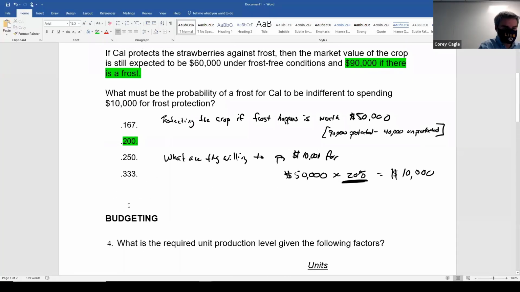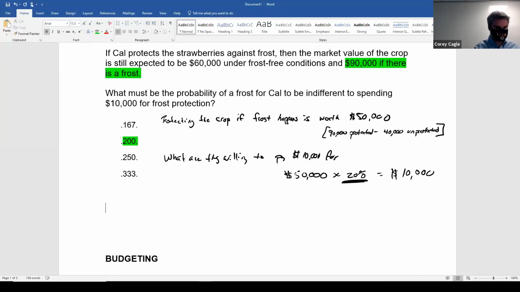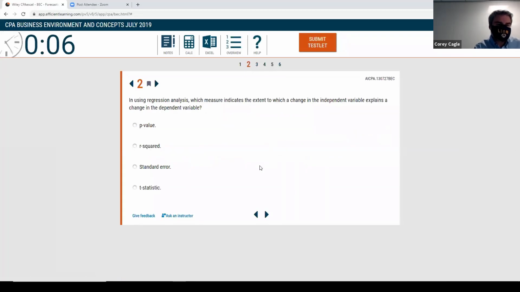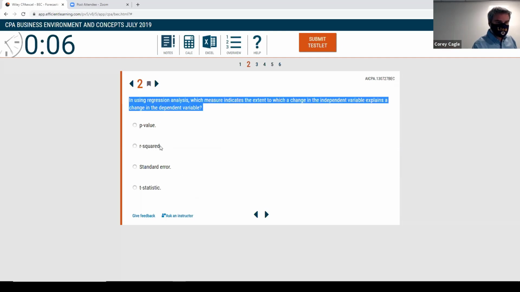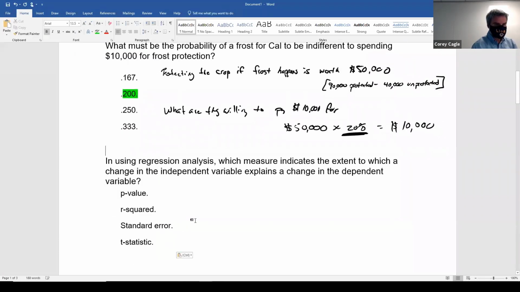Number 2 is just the definition. Good, because we only have 11 minutes left. Using regression analysis, which measure indicates the extent to which a change in the IV explains the change in the DV? The extent to which it all explains everything is R squared, right? So 2 is R squared.